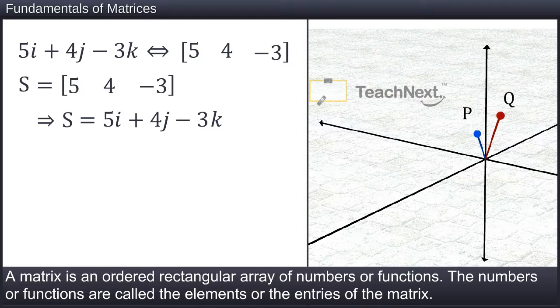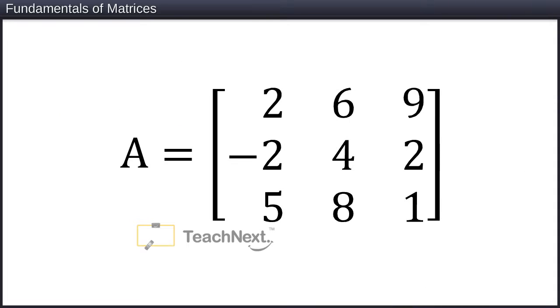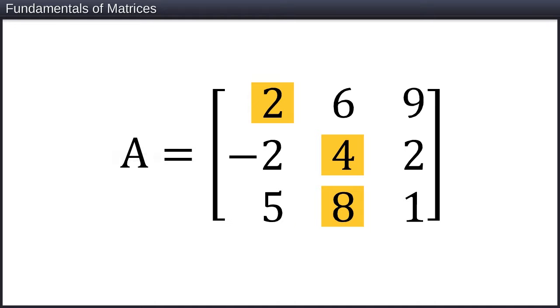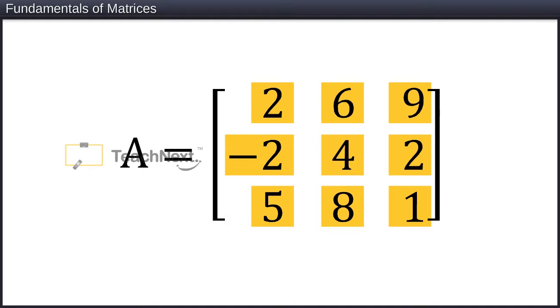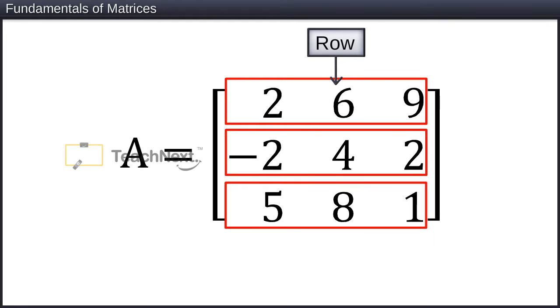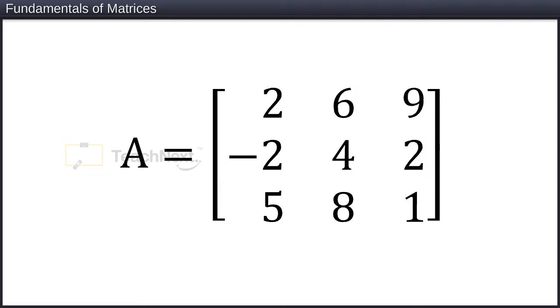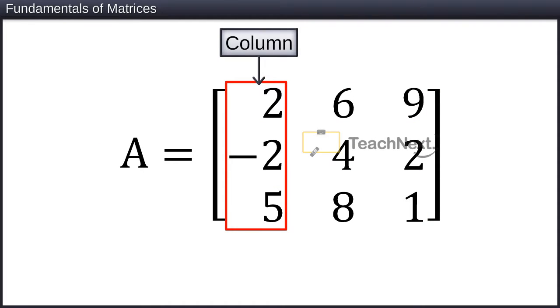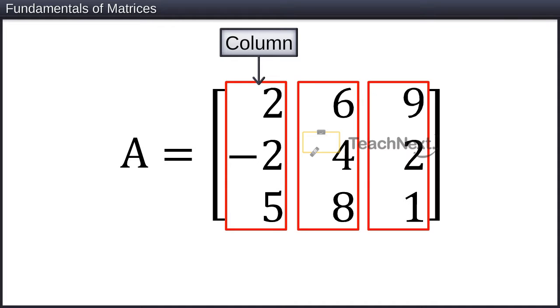A matrix is an ordered rectangular array of numbers or functions. The numbers or functions are called the elements or the entries of the matrix. Let's consider a matrix. Matrices are denoted with capital letters. In this matrix, each number is an element. The horizontal lines of the elements are called rows. This matrix contains 3 rows. The vertical lines of elements are called columns. This matrix contains 3 columns.